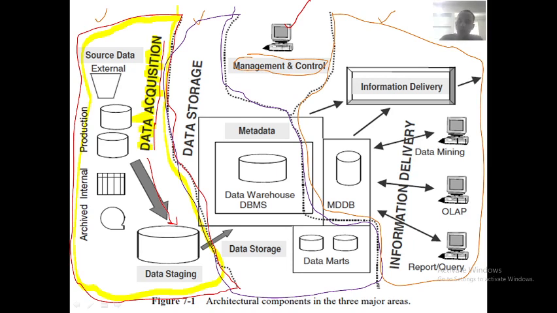All of you look into this. Okay, see, I have divided the complete data warehouse architecture into three major areas. One is data acquisition. In this data acquisition, we do data extraction, we do data transformation, and we do data staging. These are the three things we carry out in the data acquisition.